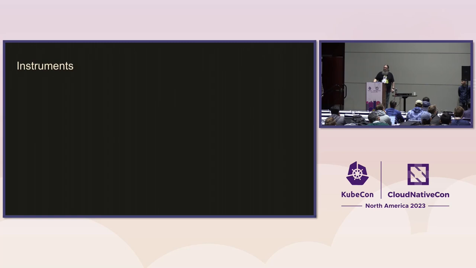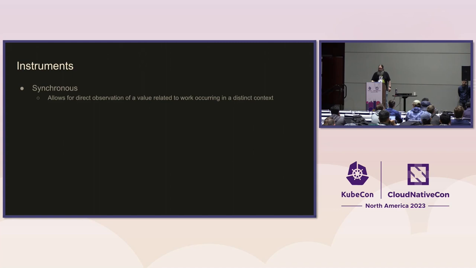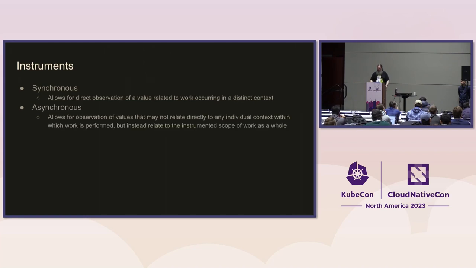So I'll talk a little bit about the various types of instruments that we have. I mentioned earlier that there are synchronous and asynchronous observations, and that carries forward into instruments as well. So synchronous, as I said, allow for direct observations of a value related to work that's happening. And asynchronous allows you to observe something that might be changing outside of the context of the work, but will influence that, or is related to the whole thing that you're observing.